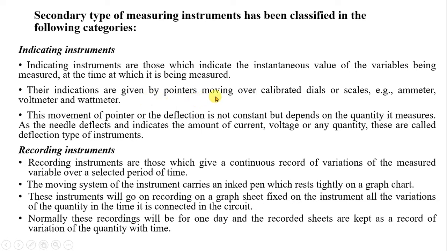Their indications are given by pointers moving over calibrated dials or scales. Examples: ammeter, voltmeter, and wattmeter. These are the measuring devices by which we come to know the state of the current, volt, and power. This movement of the pointer, or the deflection, is not constant but depends on the quantity measured. If you are adding weight on a weighing balance continuously, it will show the value accordingly. So it does not depend upon any kind of constant, it depends upon the quantity we are measuring.